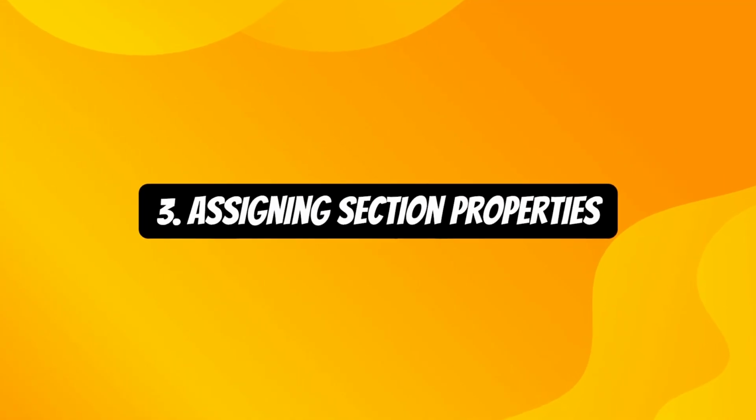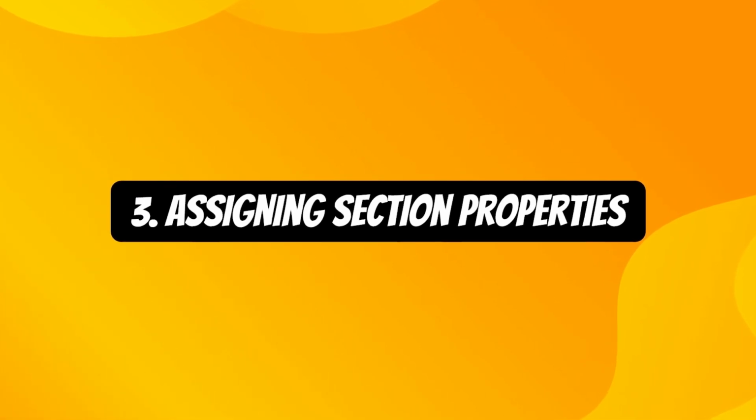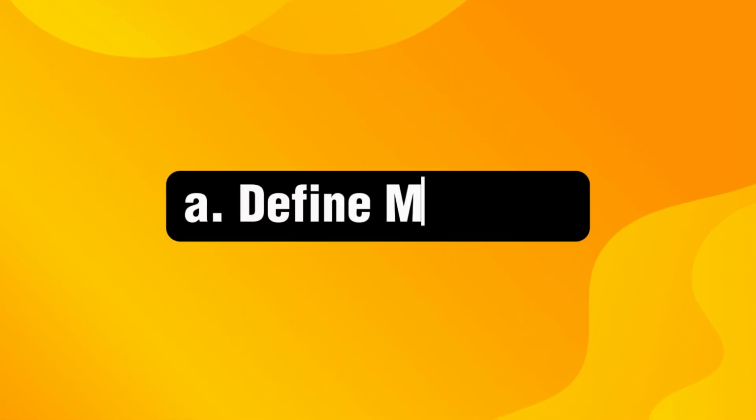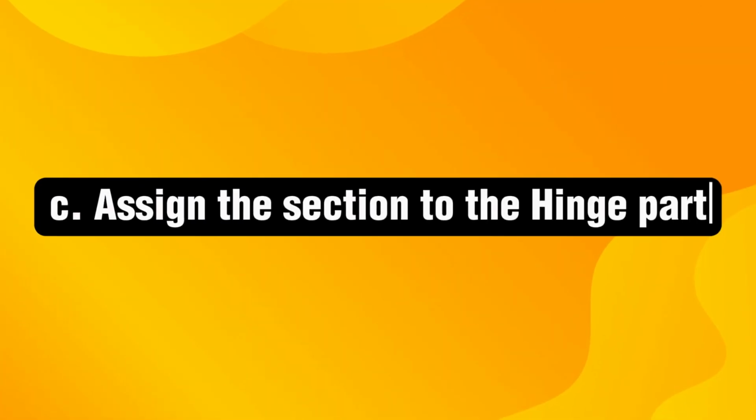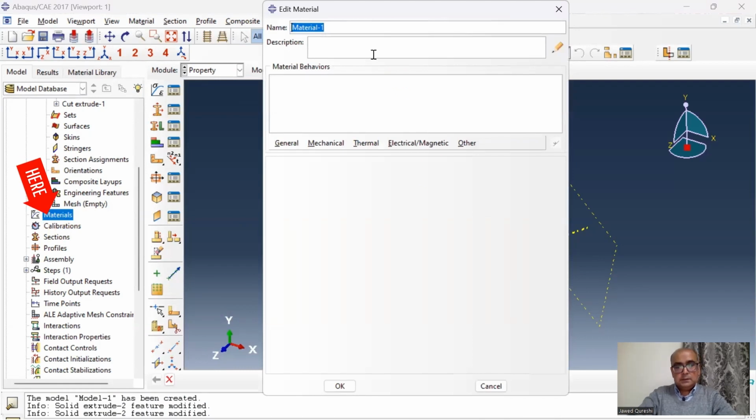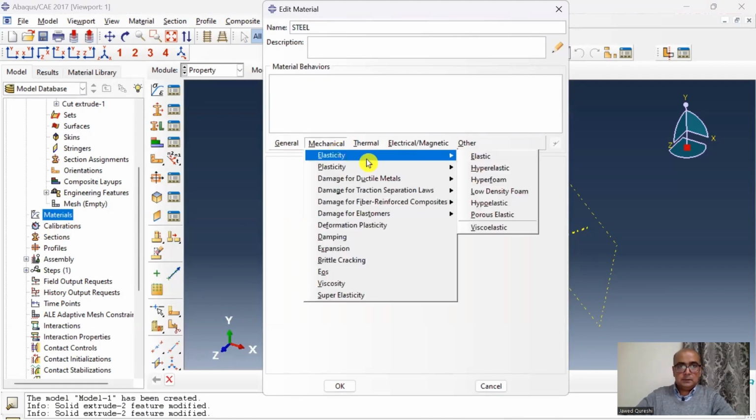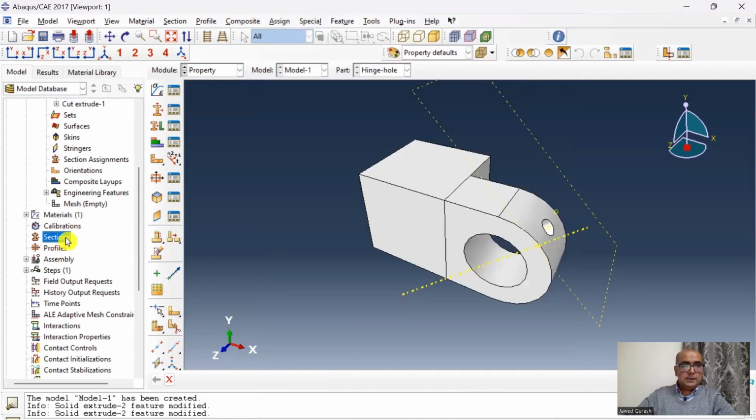Step 3 is to define material properties and section properties and assign those section properties to the hinge part. So first we'll create the material and then section properties, and then we'll assign those section properties to the hinge part. This is very simple. Double click on material, steel, mechanical, elastic, 200E9, 0.3. Click OK. Material has been defined.